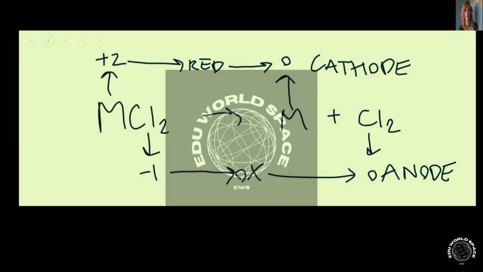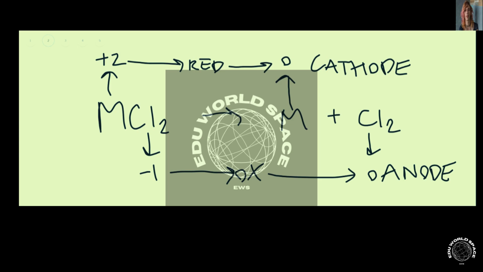So we know that the oxidation state of our metal, when it's in our metal chloride form, is +2. It has a +2 charge on it. But then in the product side, when we have just solid metal, that's going to have an oxidation state of 0. So our oxidation state has been reduced from +2 to 0, meaning we've gained 2 electrons. So that's reduction. So that's happening at the cathode.